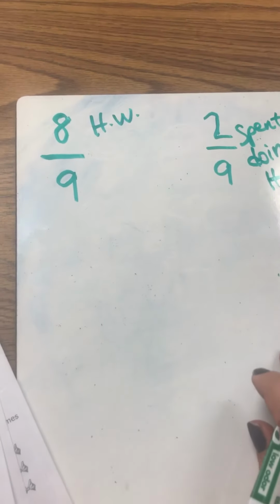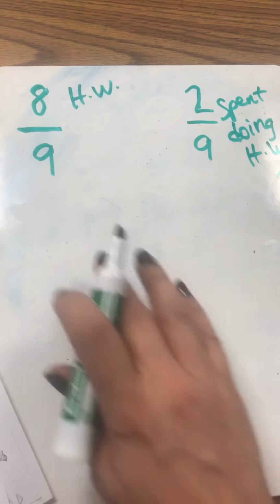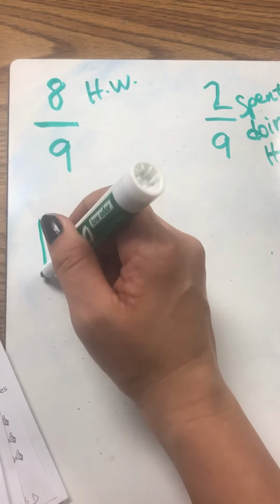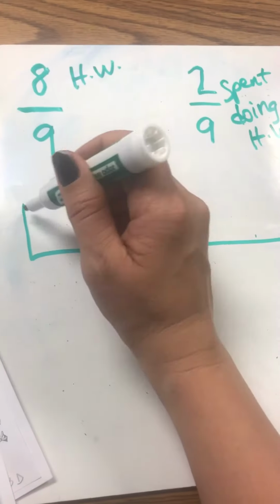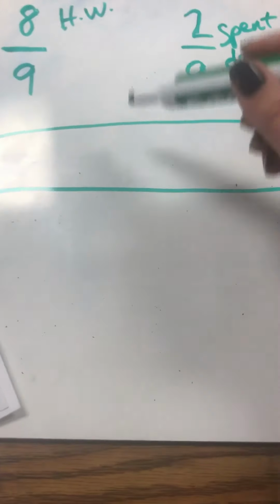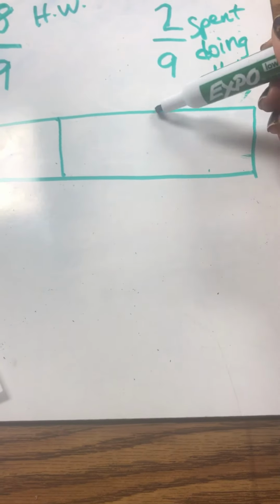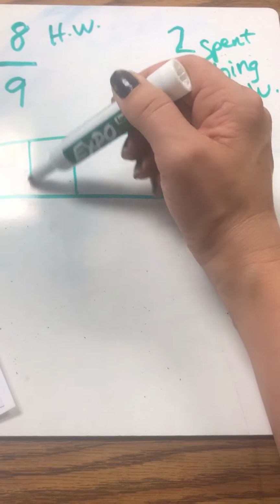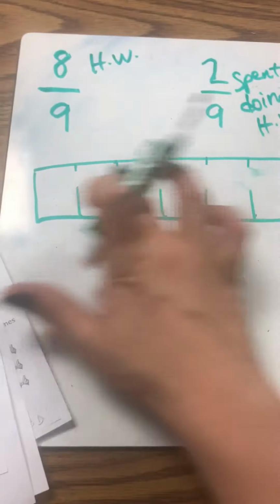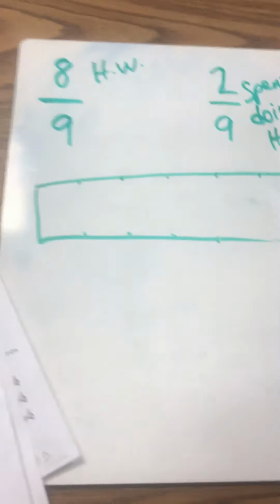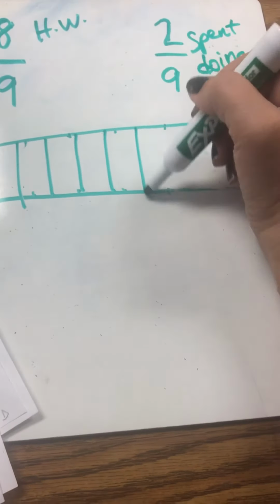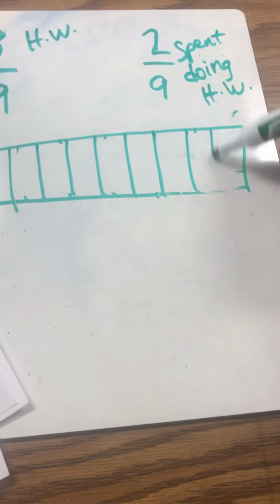Okay? So let's talk about that. One of the things that we need to know is our fractional benchmarks. So if I draw a model, I'm going to draw a model of 8/9. Let me go ahead and separate this into ninths. Wait, that's not going to be a good model. Let me try that one more time. So 1, 2, 3, 4, 5, 6, 7, 8, 9.